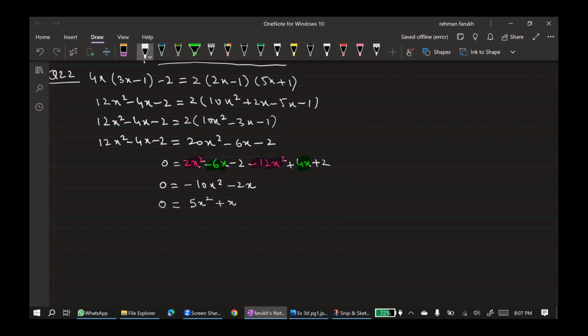Now, I will compare this one with ax square plus bx plus c is equal to 0. Sir, isn't it minus 5? No, because I have divided with -2, not positive 2. Dividing all the terms with -2.